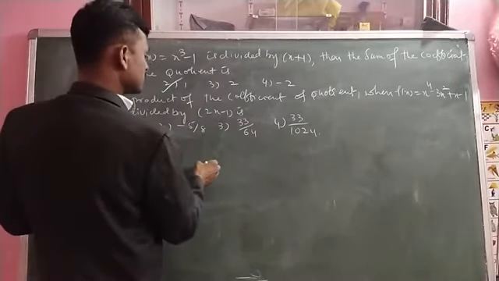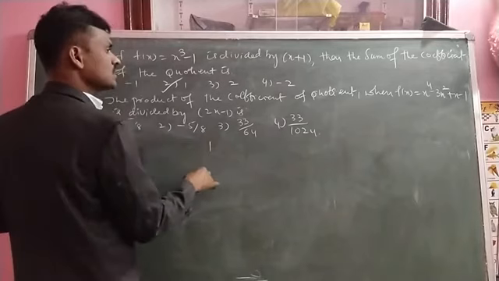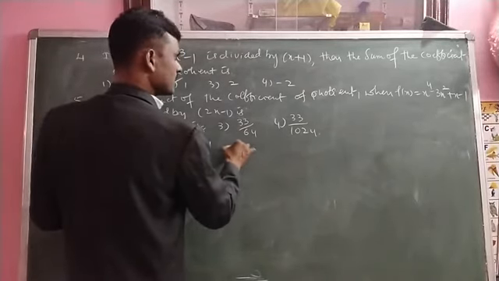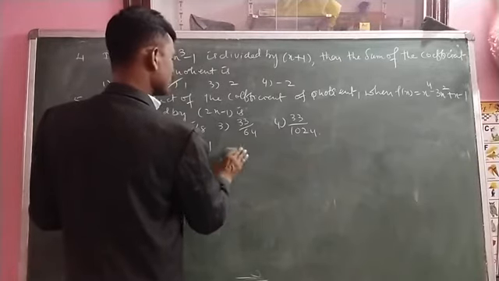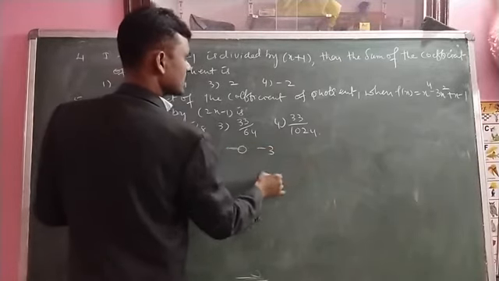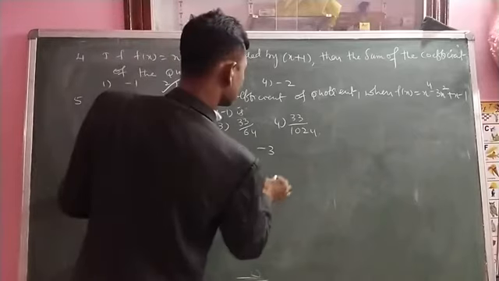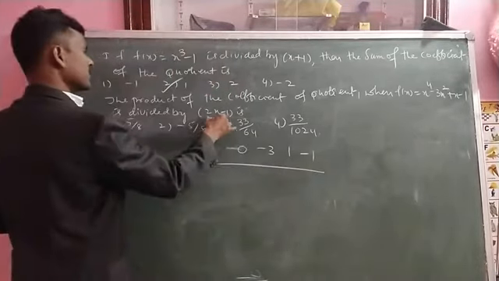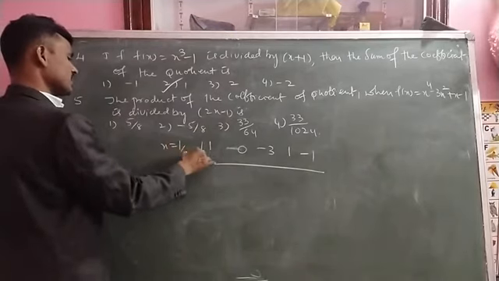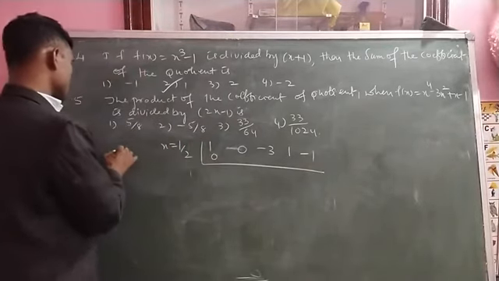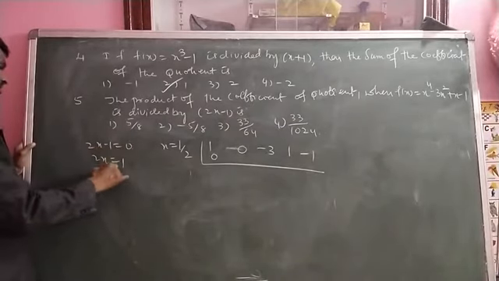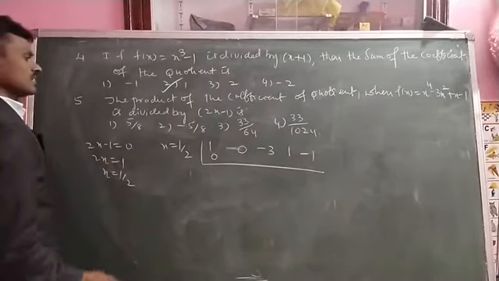Okay, here also I use the synthetic division method. First you have to write the coefficients of x power 4 is 1, x cube has not been given so 0, x square is 3, x is 1 and constant minus 1. It is divisible by 2x minus 1, means here x is equal to 1 by 2. See here, 2x minus 1 is equal to 0 means 2x is equal to 1, x is equal to 1 by 2. That's why 1 by 2.